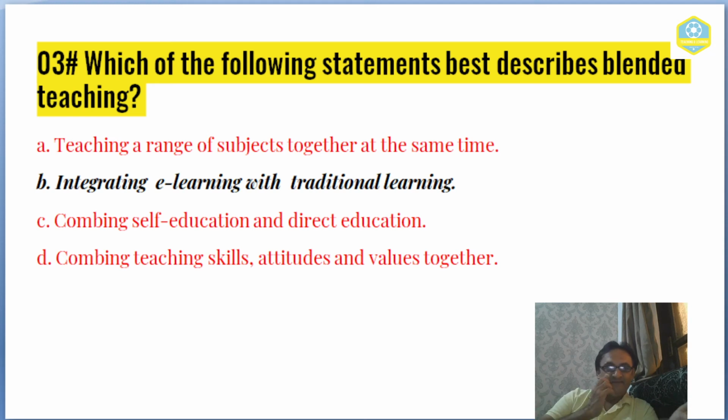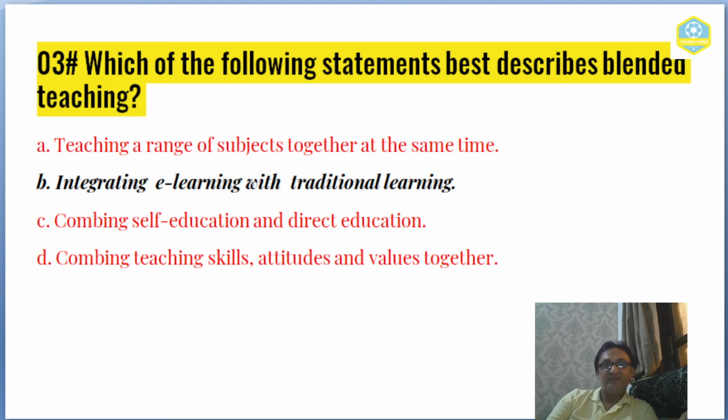So you can see here, teaching a range of subjects together at the same time. This is a close relation, that means a mix up of the learning. But here we are talking about the teaching, not about learning. So blended learning doesn't mean that you have to mix the subjects and teach them together. Integration of e-learning with the traditional learning, as I have mentioned, if you have one class and you have divided it into 2 or 3 sections, A and B, A is taking online, B is taking face-to-face learning, that's blended learning. Or 2 days they are taking online and 3 days they are taking face-to-face, that's blended learning.